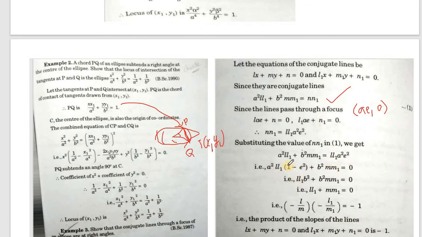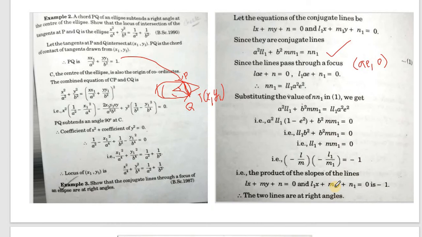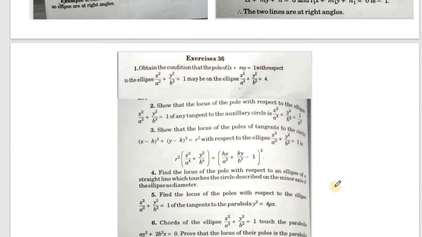Then you collect the terms containing ll1, so that you have a square into 1 minus e square, because it is an ellipse, it is 1 minus e square, and along with this is e square, and already you have this. So cancel out p, which is non-zero, you have this. Rewriting this, we can have the product of these two to be equal to -1, but these two are nothing but the slopes of this line and this line. So because the product of the slopes is -1, we conclude that the lines are at right angles.